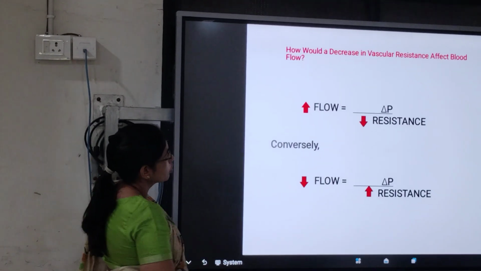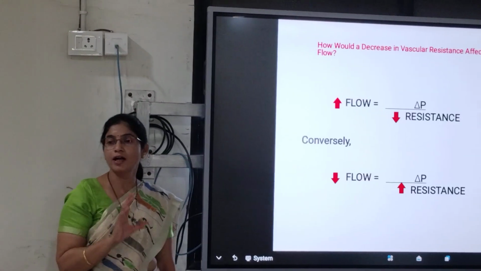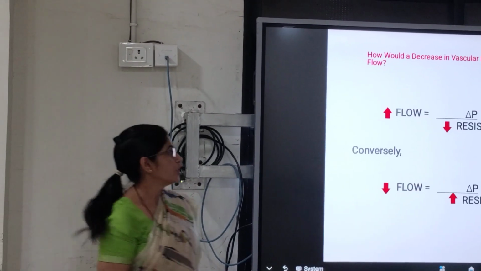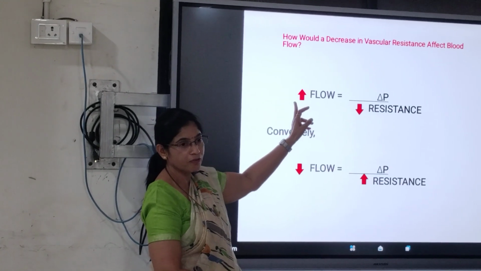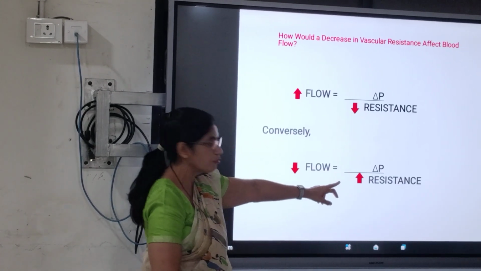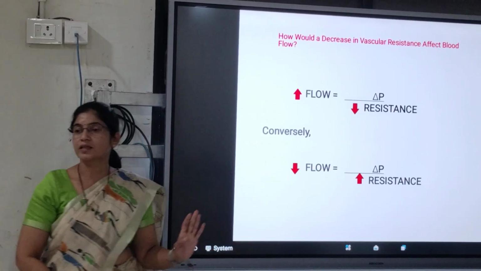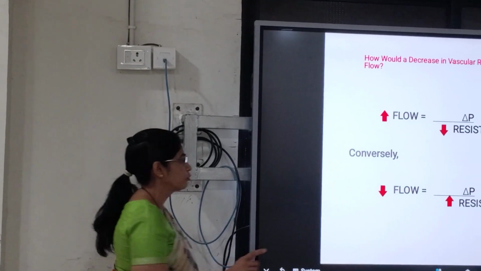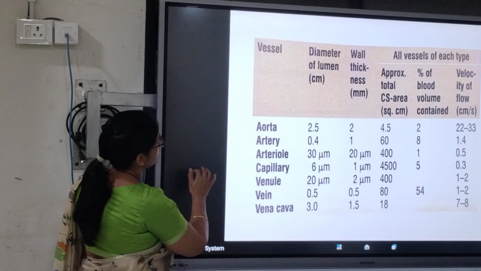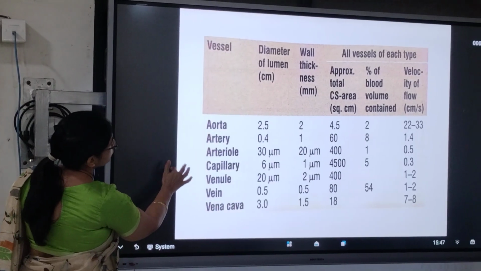So what is the relation of blood flow and resistance? If there is a decrease in the peripheral resistance, there is an increase in the blood flow, and if there is an increase in the resistance, there is automatically a decrease in the blood flow. So your peripheral resistance should be within the normal range.